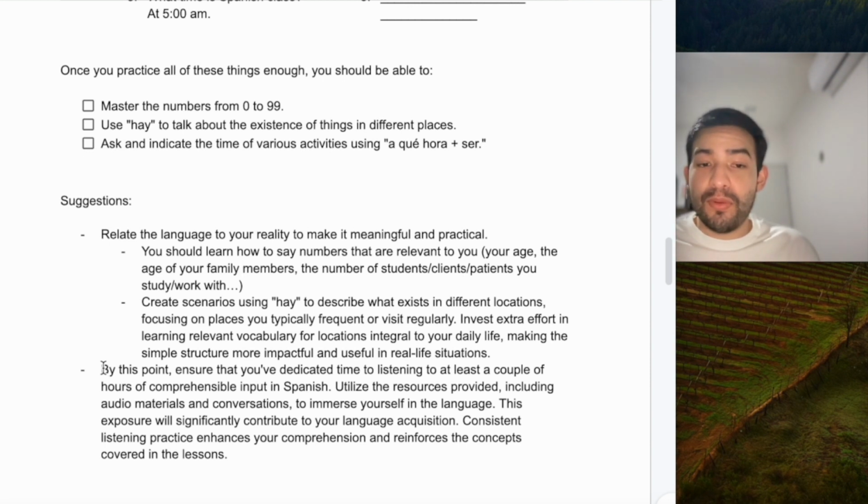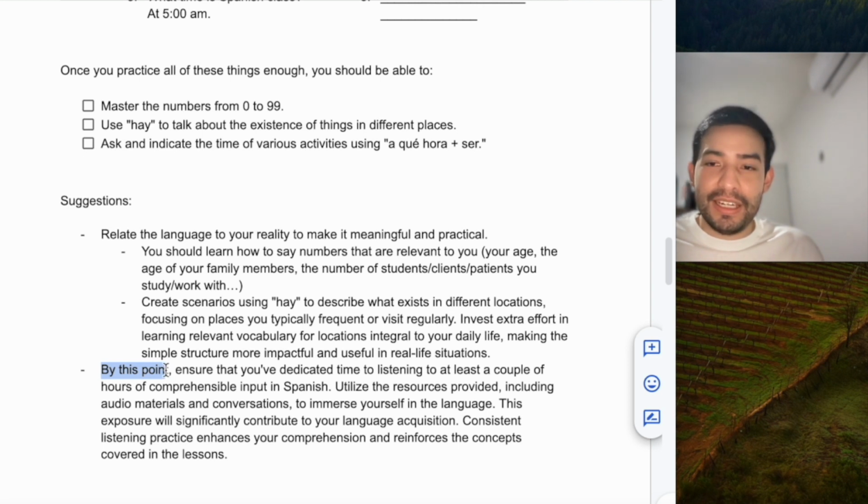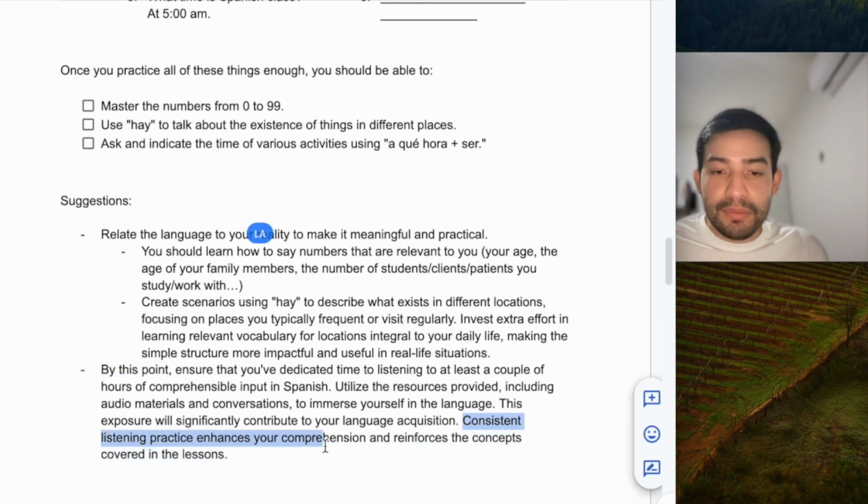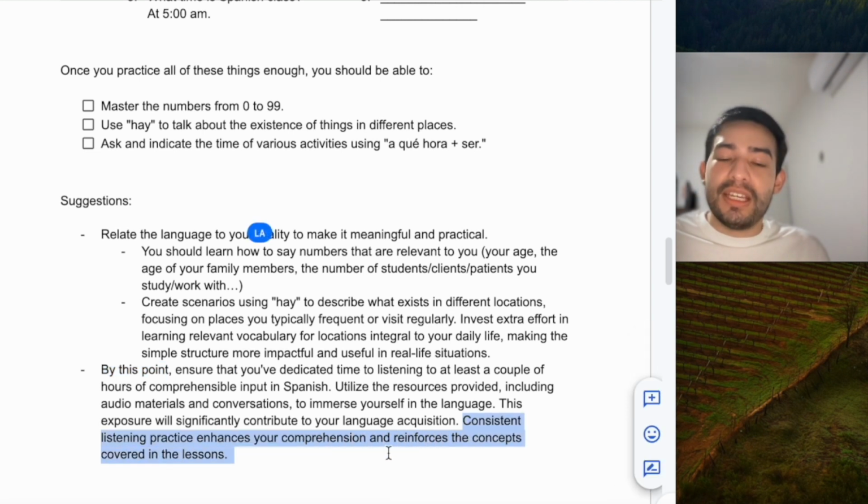And what I said before, by this point, you should have listened to a lot of Spanish, right? Over and over. You can focus on one video and watch it over and over and over. Get used to the language, the speed, the intonation, the pronunciation, all of that, okay? That's enough. Consistent listening practice enhances your comprehension and reinforces the concepts covered in the lessons.